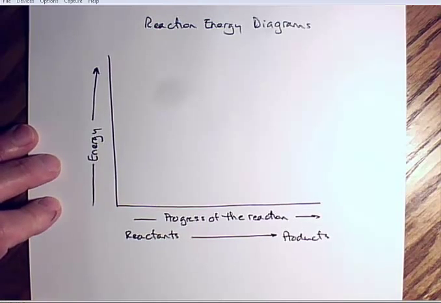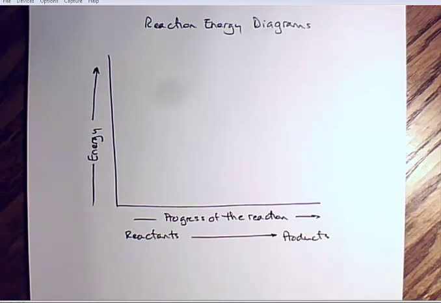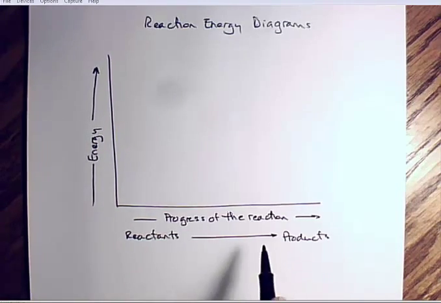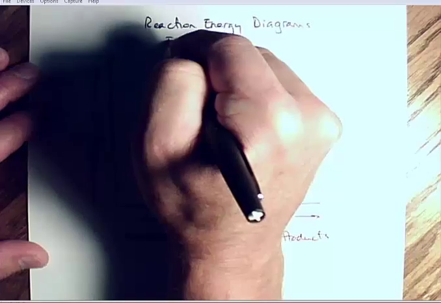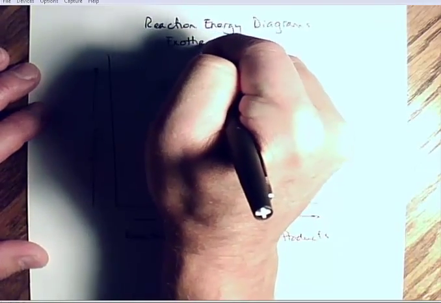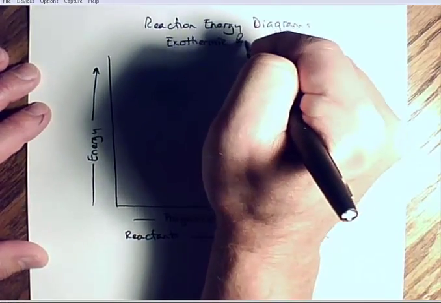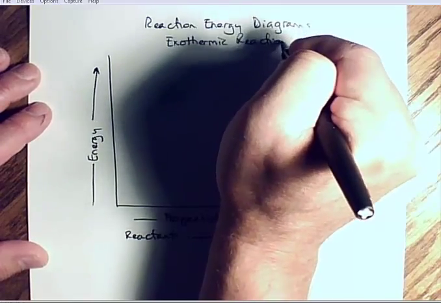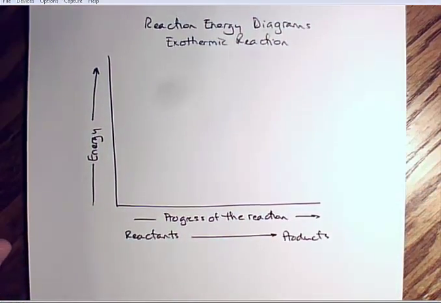All right. Now, there's two classes of these reaction energy diagrams. And one class of reaction energy diagram is a reaction that would be exothermic. Do y'all remember the term exothermic? Okay. So if I'm going to look at an exothermic reaction, what happens in an exothermic reaction? Say what now?